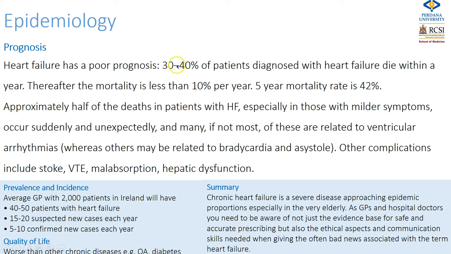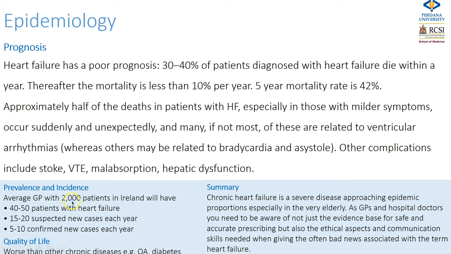Heart failure has a poor prognosis. Approximately 40% are dead within a year of diagnosis, and by 5 years the mortality is still about 42 plus. About half of these die suddenly, and most of these sudden deaths are arrhythmic, so they're probably from ventricular fibrillation or ventricular tachycardia sustained. There may also be other complications as shown here.